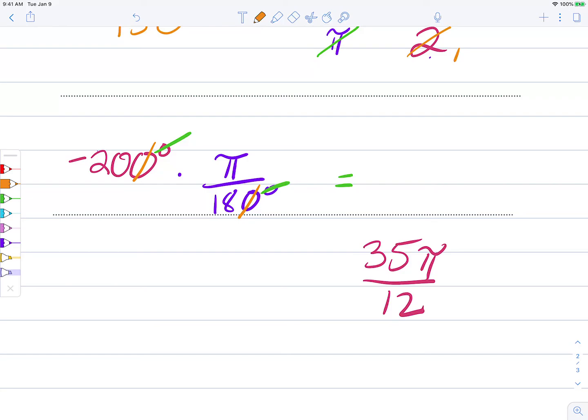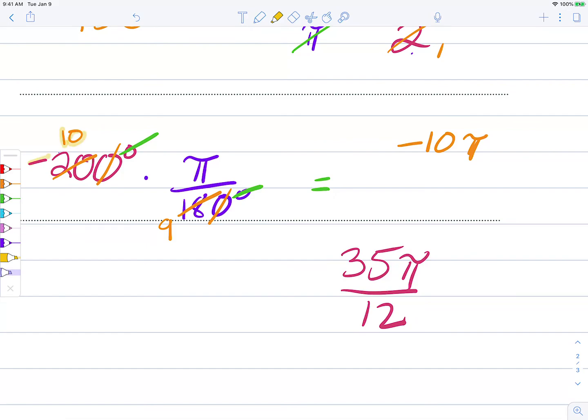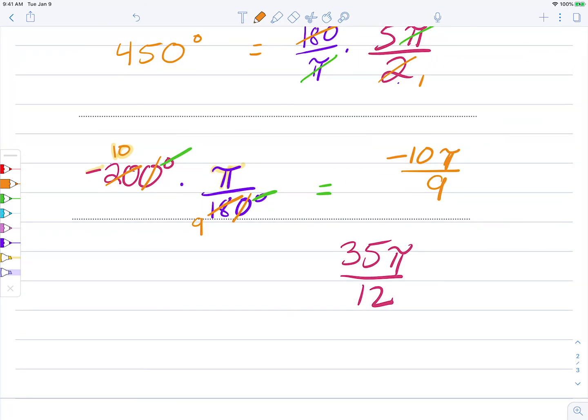So now I have a 20 over 18. Well, I can divide both of those by 2. So 18 divided by 2 is 9. 20 divided by 2 is 10. And what I'm left with is a negative 10 and a pi on the top. So the negative, the 10, and the pi on the top. And on the bottom, I'm left with just the 9. So negative 10 pi over 9 radians.